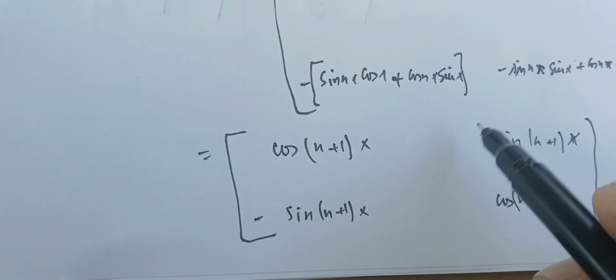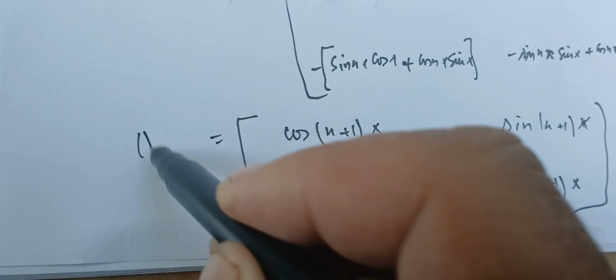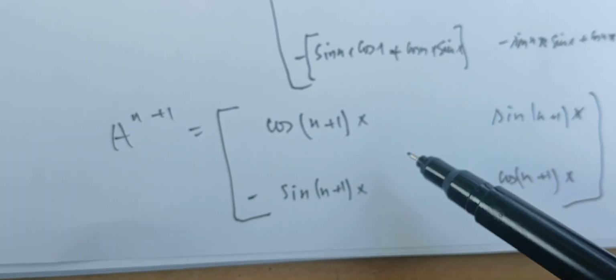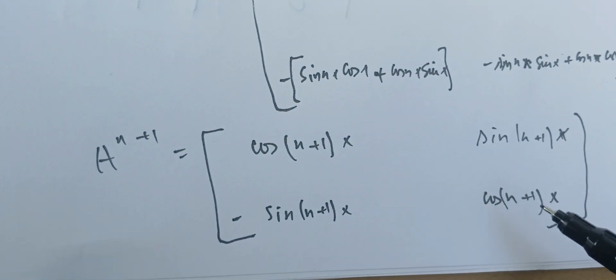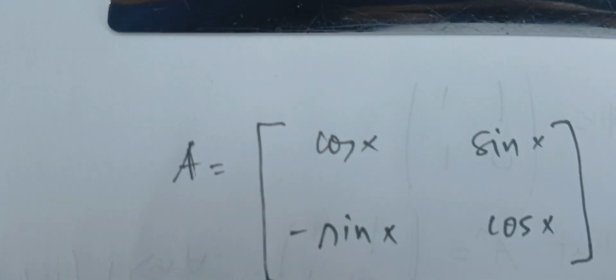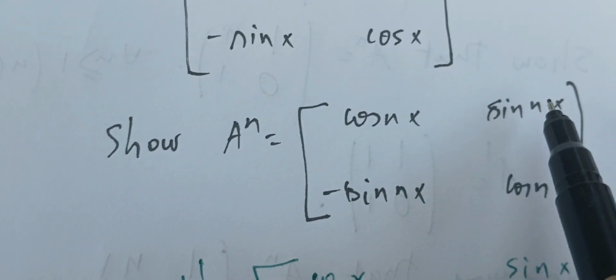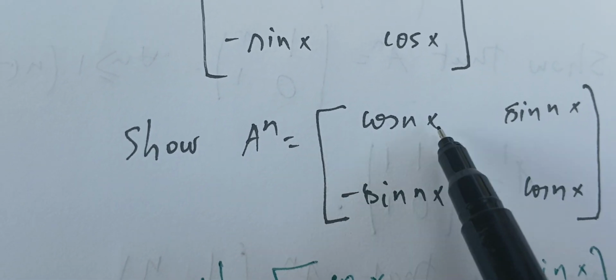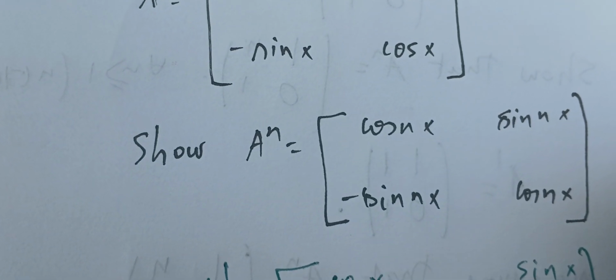So here, instead of n, we have n plus 1, and this is A to the power n plus 1. That means when we switch n by n plus 1, we get this result here, which is true. Therefore, our formula for A to the power n is true for all n by the principle of mathematical induction.